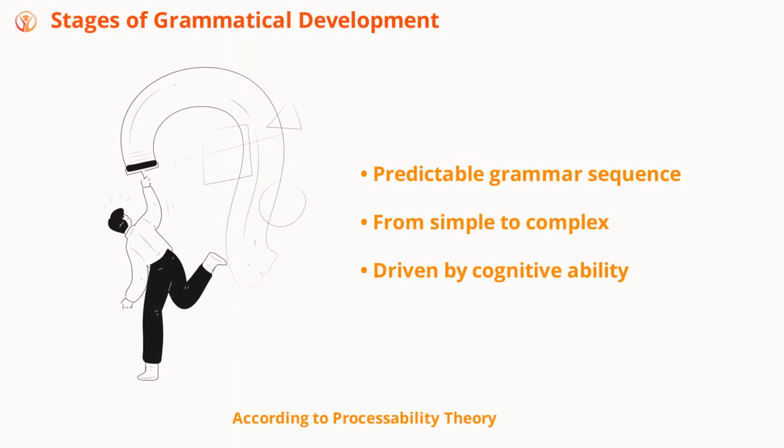According to processability theory, learners acquire grammar in a predictable sequence. They start with basic word order, then move on to inflections like tense and agreement, followed by subordinate clauses, and finally, complex sentences. This sequence is driven by cognitive processing abilities, not just the complexity of the grammar itself. Understanding this helps teachers scaffold instruction and avoid overwhelming students with advanced structures too soon.